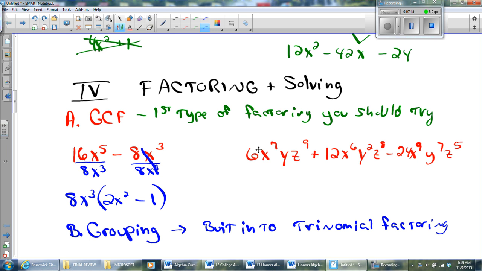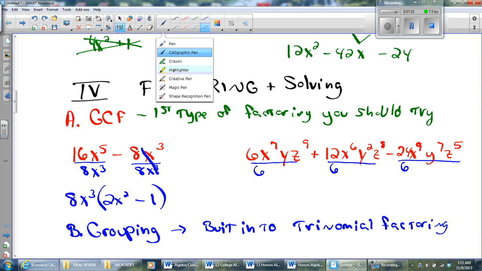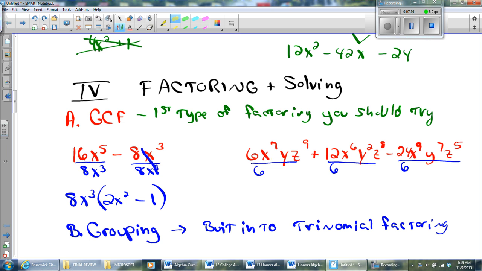All right, on this one, it looks like the GCF of my numbers, my coefficients, is going to be a 6. Remember, always find the GCF of your coefficients, then find the GCF of your x's. Okay, I've got x to the 7th, x to the 6th, and x to the 9th. Looks like it's going to be an x to the 6th, right? Remember the shortcut, it's always the least exponent. The variable with the least exponent is what they have in common.